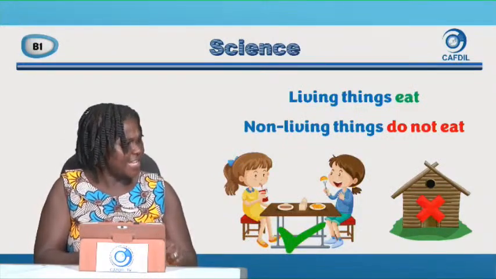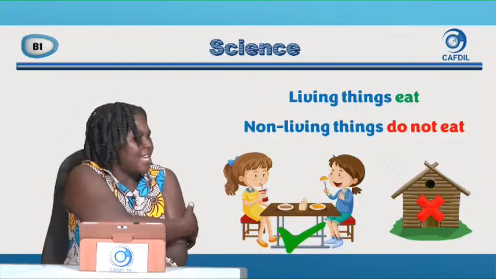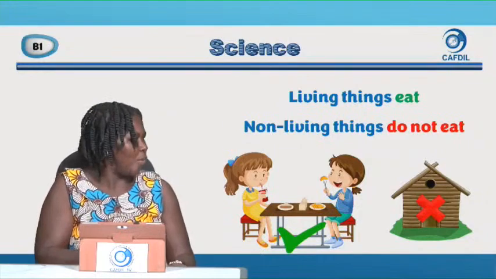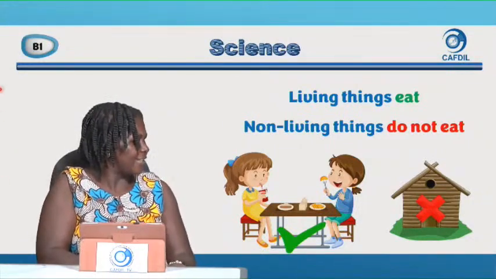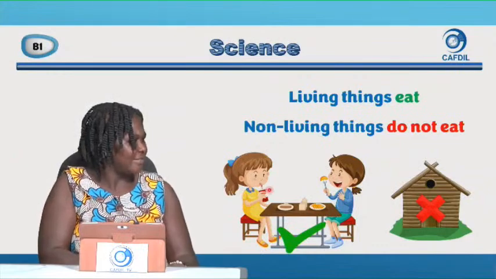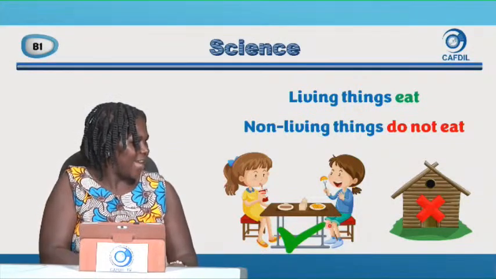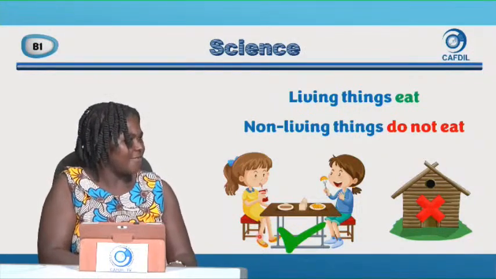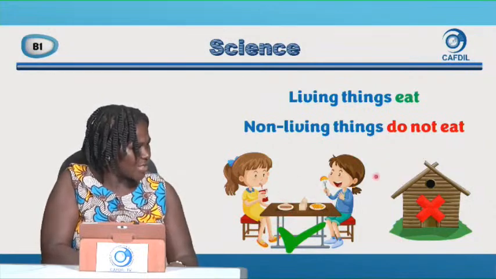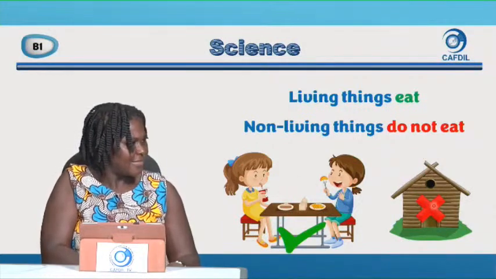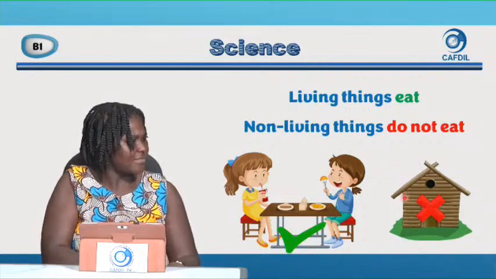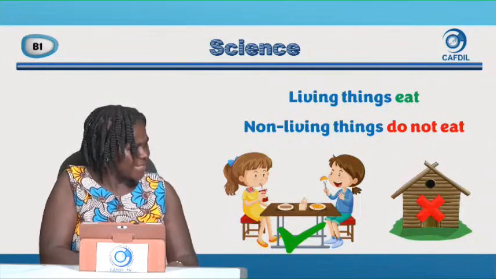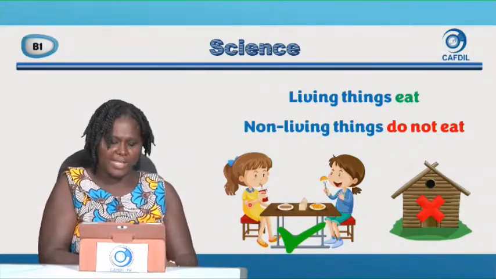Now living things eat. Non-living things do not eat. So let's look at the boy and the girl. What are they doing? They are eating. So living things eat, whilst non-living things do not eat. This house here does not eat. But human beings, we eat. That is the first one.